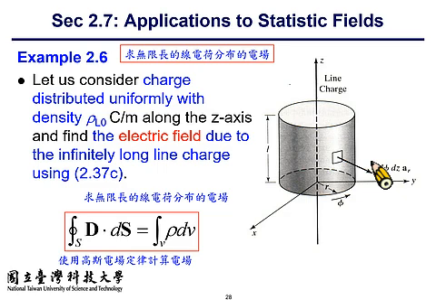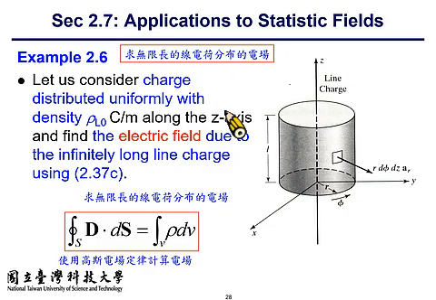And for this case, we draw an imaginary cylinder enclosing this line, which has a length of L, a radius of R, and this cylinder is placed symmetrically along the z-axis.